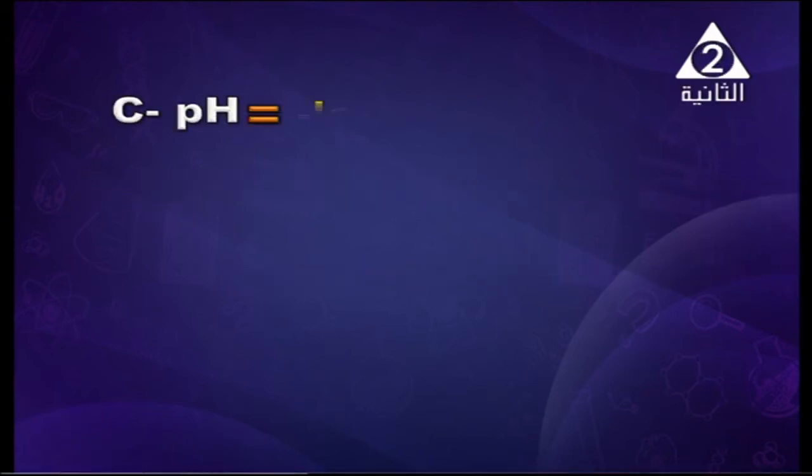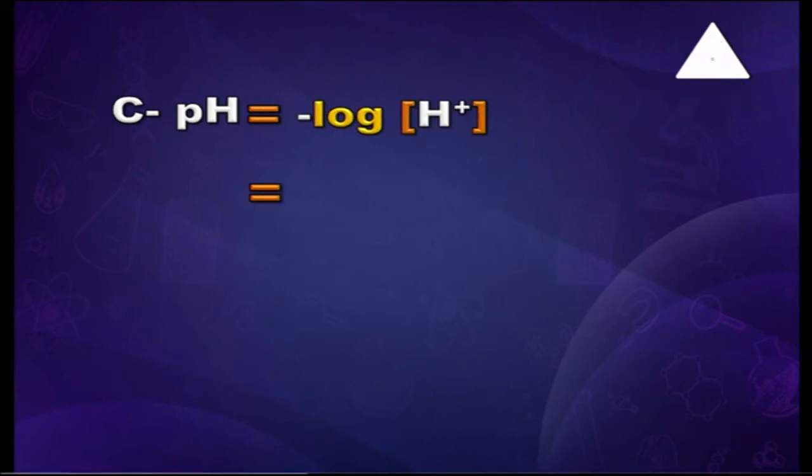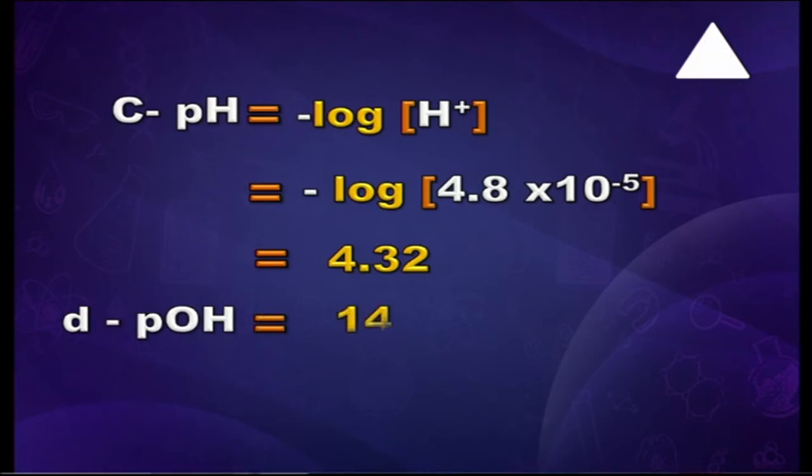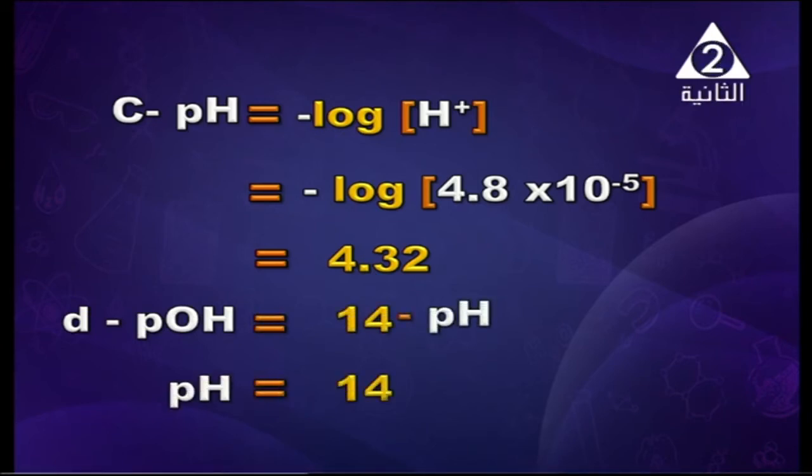Here pH equals negative log the concentration of hydrogen ion, so negative log 4.8 times 10 to the power negative 4 equals 3.32, and the pOH equals 14 minus the pH, so pOH equals 14 minus 3.32, which equals 10.68.